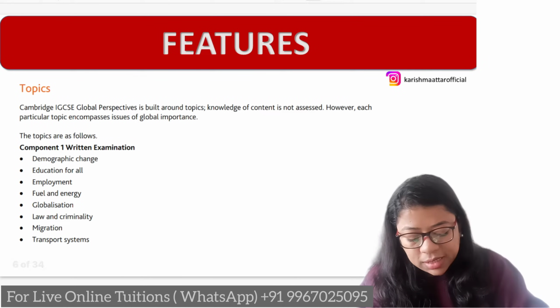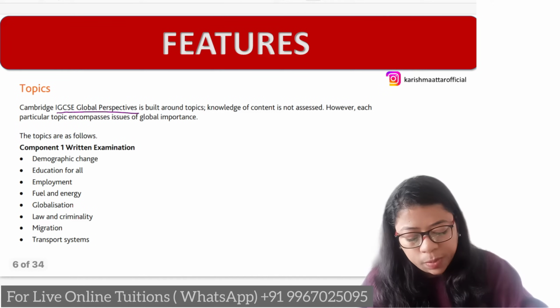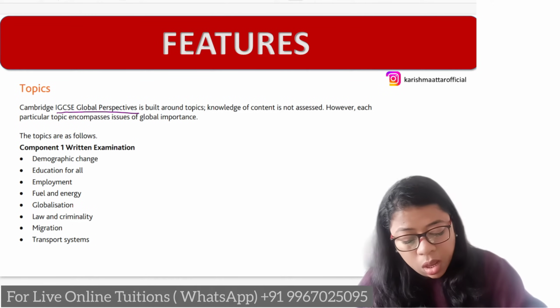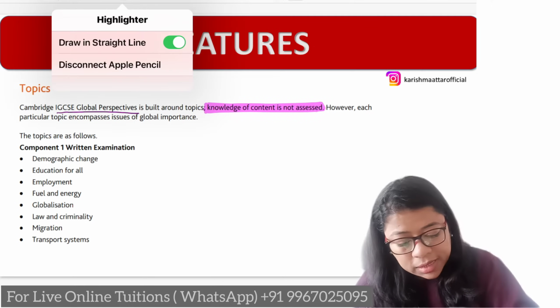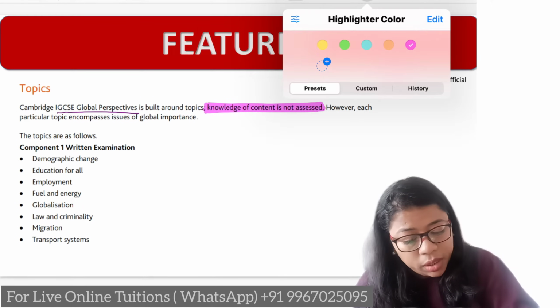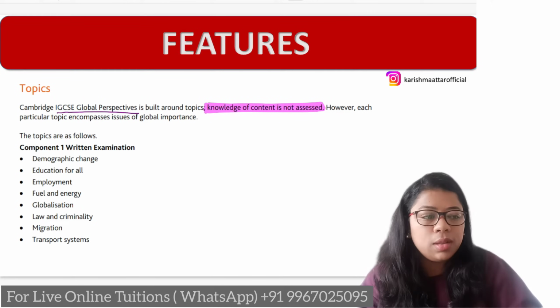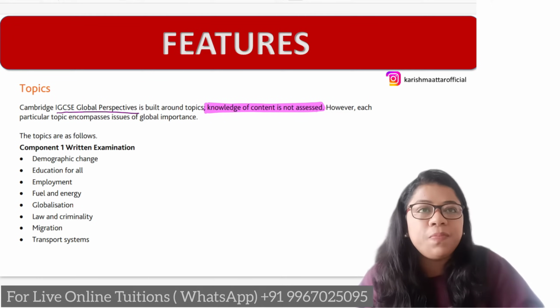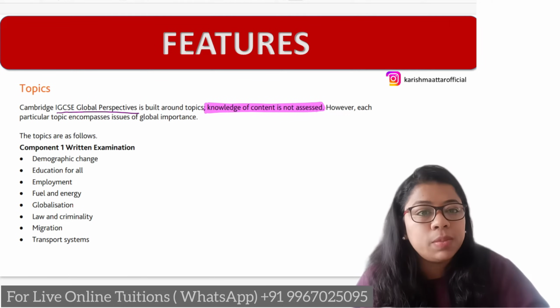So now let's understand the topics over here. Now, a very important part is Cambridge IGCSE Global Perspective is built around the topics. Knowledge of the content is not assessed. Very important. You don't have to learn something over here. They are not going to assess the knowledge of the content. What they are going to look at is how well you are using the sources to answer the question as a personal response, and how critically you are able to think.